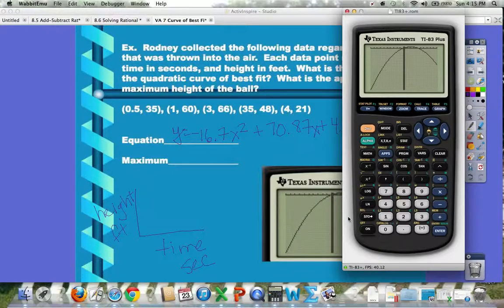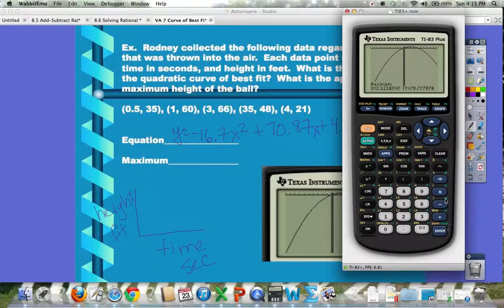Now, I need to find the maximum. It says, what is the maximum height of the ball? Well, that's going to be that vertex up there. So we've done that before. That second trace, we want the maximum. So you have to move the spider guy, and he is up there at the top, and hit enter. And go over a little bit, and hit enter. And hit enter again.